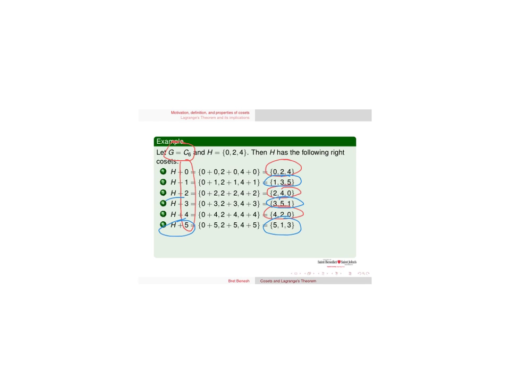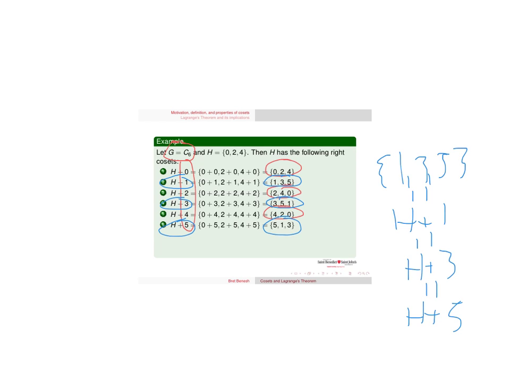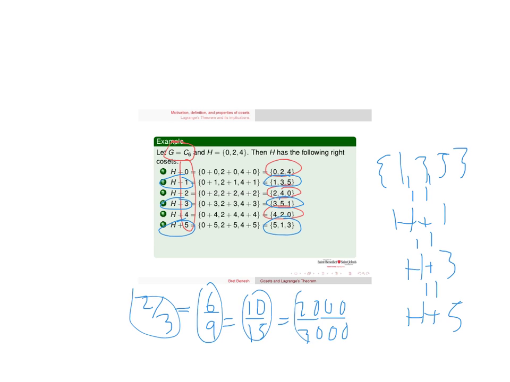But notice that we have three different names for each. So if you look at the set 1, 3, 5, we have three good coset names. It's equal to H plus 1, it's equal to H plus 3, and it's equal to H plus 5. This is a lot like fractions. If I want to write down the fraction 2/3, I can do that, but there are other ways of doing it. You could write it as 6/9, as 10/15, as 20/30, or 2,000/3,000. So just like fractions, there are a bunch of names for the same thing.